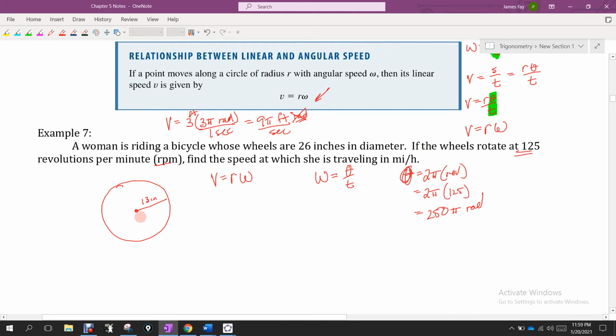That is how fast this angle here is changing as that wheel is moving. Okay. When I divide that by 1 minute, because it's revolutions per minute, that gives me that right there. It's a theta divided by a time. So my omega is 250 pi radians per 1 minute. So now if I want velocity, linear velocity, it's radius, which was 13 inches, times 250 pi radians per 1 minute.